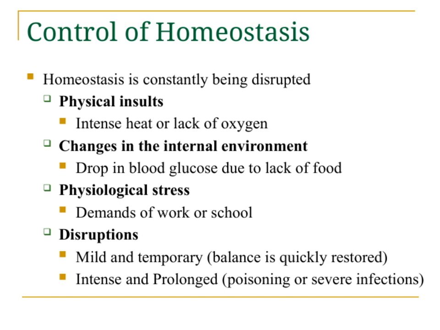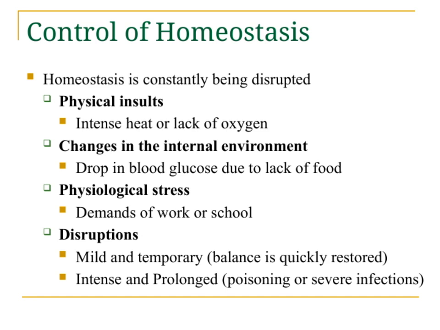Now, it's crucial to understand that not all disruptions are the same. Some are mild and temporary, meaning our bodies can quickly restore balance without much effort. Think of it like a small disturbance that your body easily corrects. Others are much more serious. Intense and prolonged disruptions, such as poisoning or severe infections, can overwhelm our systems and cause significant problems. So, controlling homeostasis is really about how well our body can respond to these challenges.